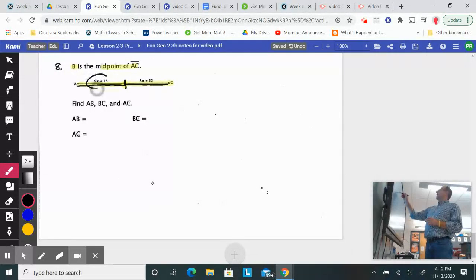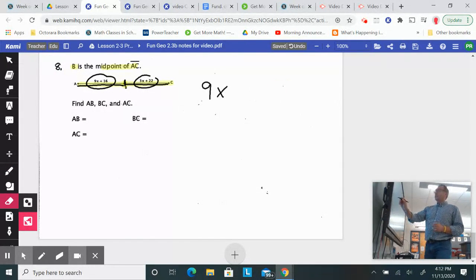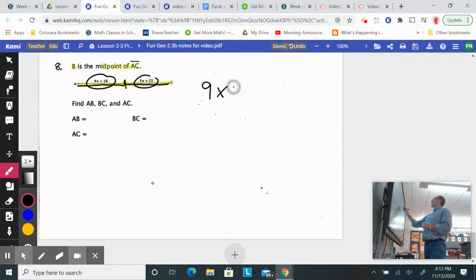And I know that this distance is 9x plus 16. This is 3x plus 22. They have to be equal to each other. And that would be your equation. Oh, I just messed that up, didn't I? It's 9x plus 16 is equal to 3x plus 22.